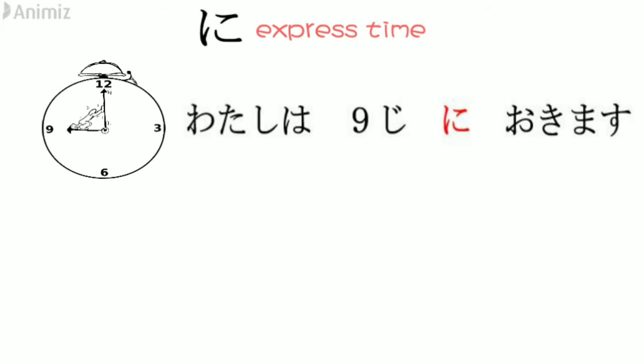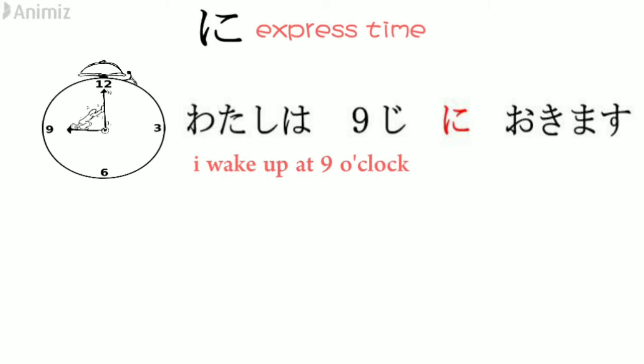Let's say that you wake up at 9 a.m. in the morning. By using the particle ni, we can show that at 9 a.m. we wake up or we always wake up. Watashi wa kuji ni okimasu. Okimasu means wake up. So by using the particle ni, it shows that at 9 a.m. we wake up. It shows the time at which the verb or the action okimasu, that is waking up, is performed.